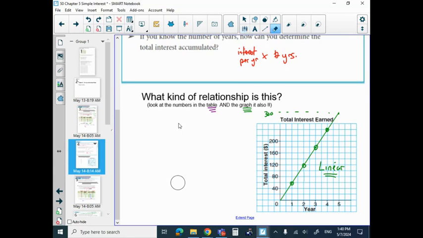I meant to hit the eraser, but I hit the screen there. It's supposed to be blue.